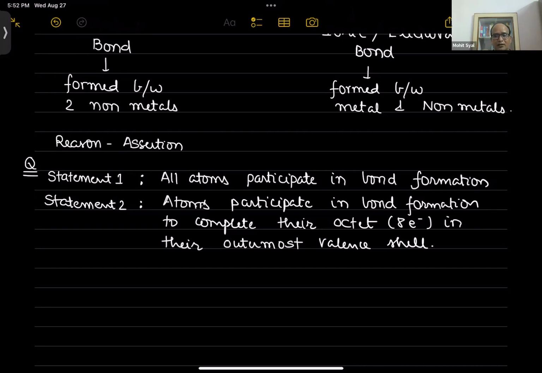So just tell me which is going to be the right answer. Just take them one by one. First, we can discuss the first one. Statement one: all atoms participate in bond formation.